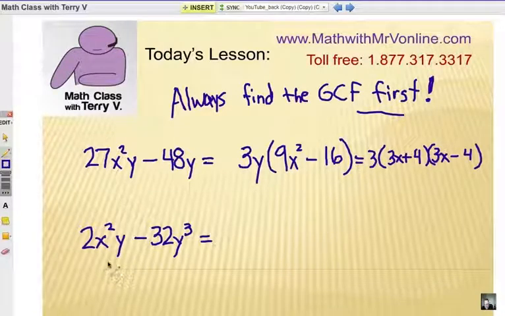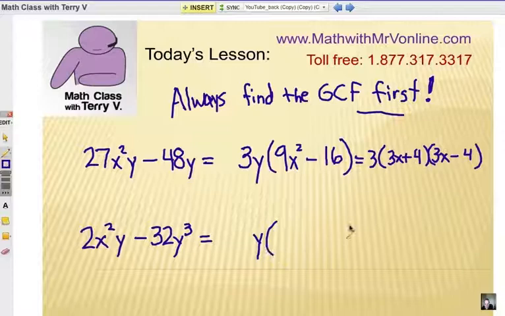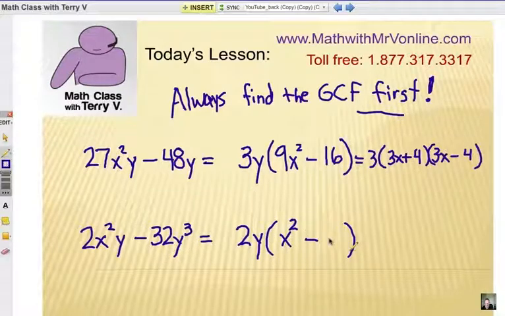What's the GCF here? Well, I noticed there's a y factor, one single y I can factor out, so that can go on the outside of my parentheses here. And what else? Oh, it looks like a 2. All right, so I'm going to factor out a 2y from each part. That would leave me with x squared and 16y squared.